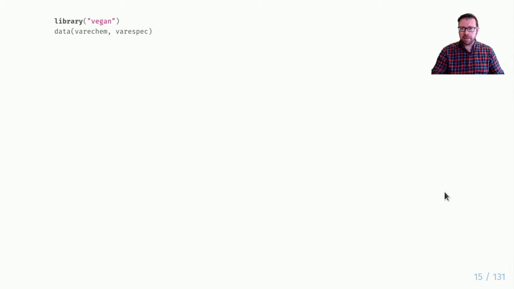So the first step, and this is what I'd got in here, I should have had it earlier, is to load the package, load vegan using library(vegan). If you haven't got vegan installed, then you'll need to install that first. And then we use the data command here in this instance to load the data from the package, because at the moment we're going to use these data sets from the package.